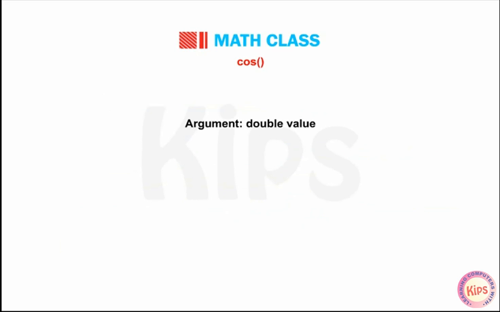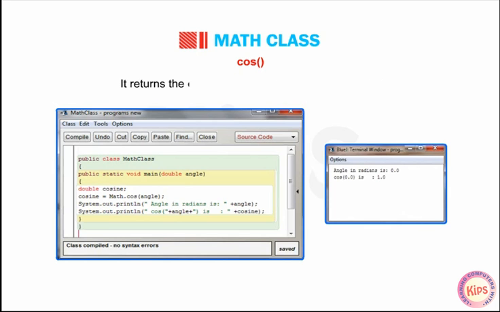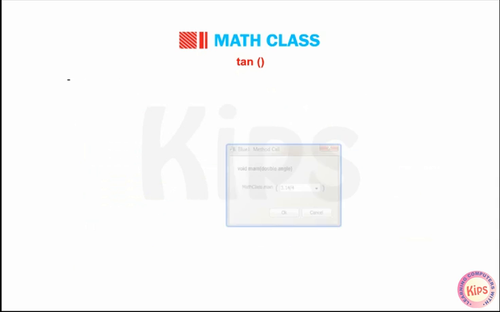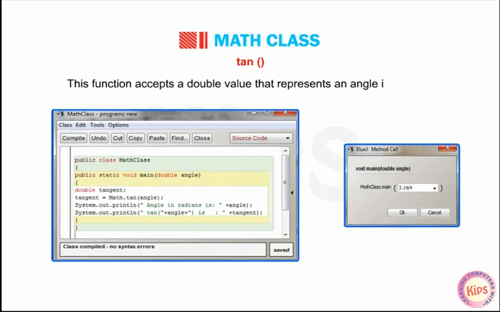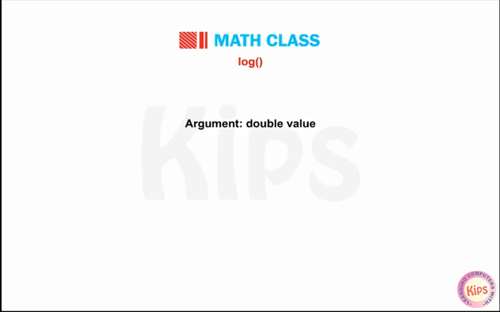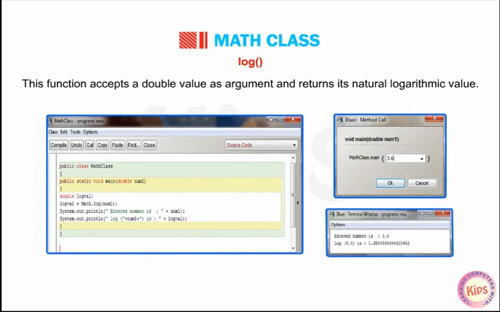Cos, argument double value, return type double. This function accepts a double value that represents an angle in radians. It returns the cosine value of the passed argument. Tan, argument double value, return type double. This function accepts a double value that represents an angle in radians. It returns the tangent value of the passed argument. Log, argument double value, return type double. This function accepts a double value as argument and returns its natural logarithmic value.